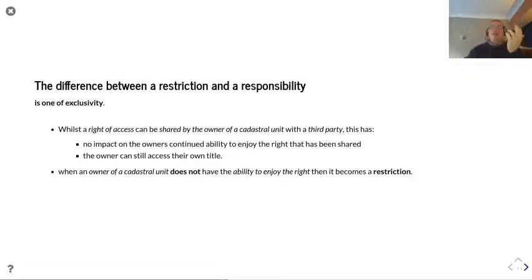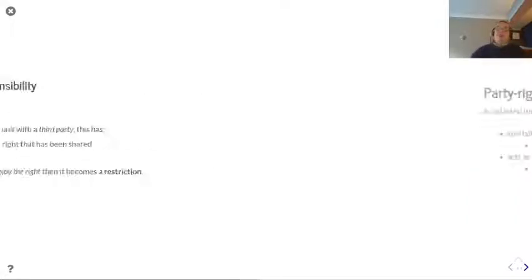So the difference between a restriction and a responsibility is essentially one of exclusivity. Whilst a right of access can be shared by the owner of a cadastral unit with a third party, this has no impact on the owner's continued ability to enjoy the right that has been shared. The owner can still access their own title. When the owner of a cadastral unit does not have the ability to enjoy that right, then it becomes a restriction.